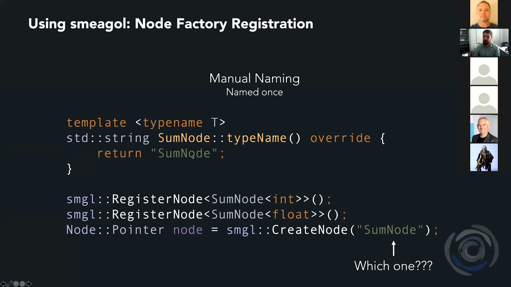There's not a good way to convert a template type to a stringified version of that in a nice way. So that's not great. You don't want the programmer to have to figure this part out. If I register a sum node on an integer and a sum node on a float, and then I want to create one, what do I call to create one? So that's not a great solution.